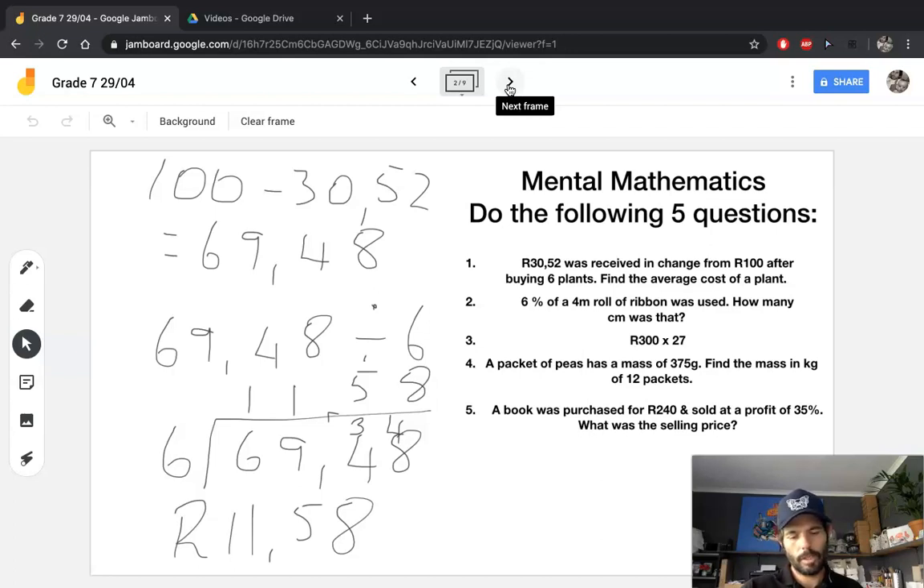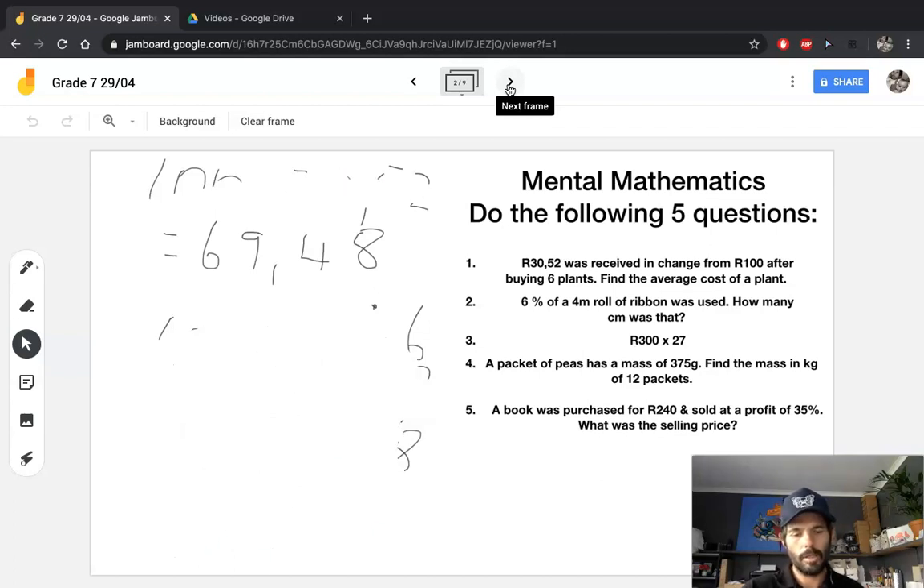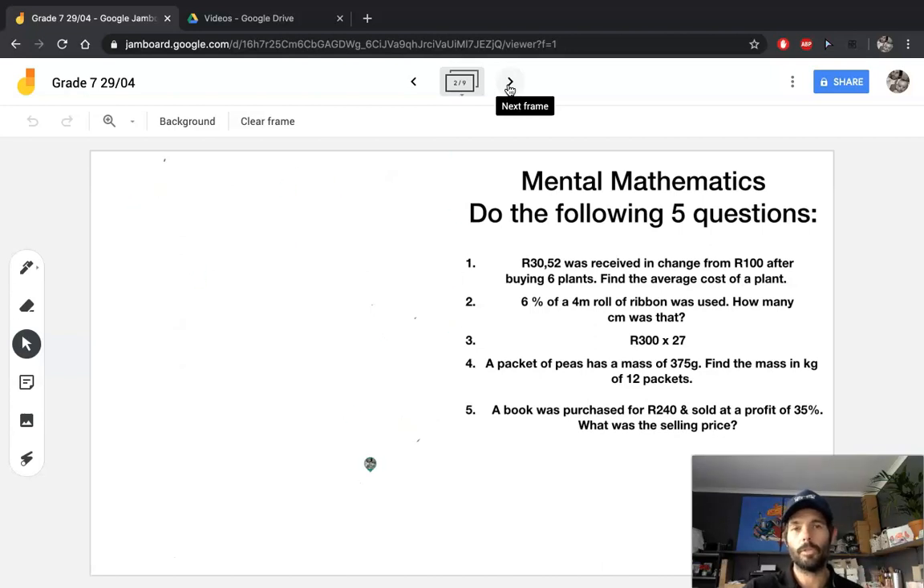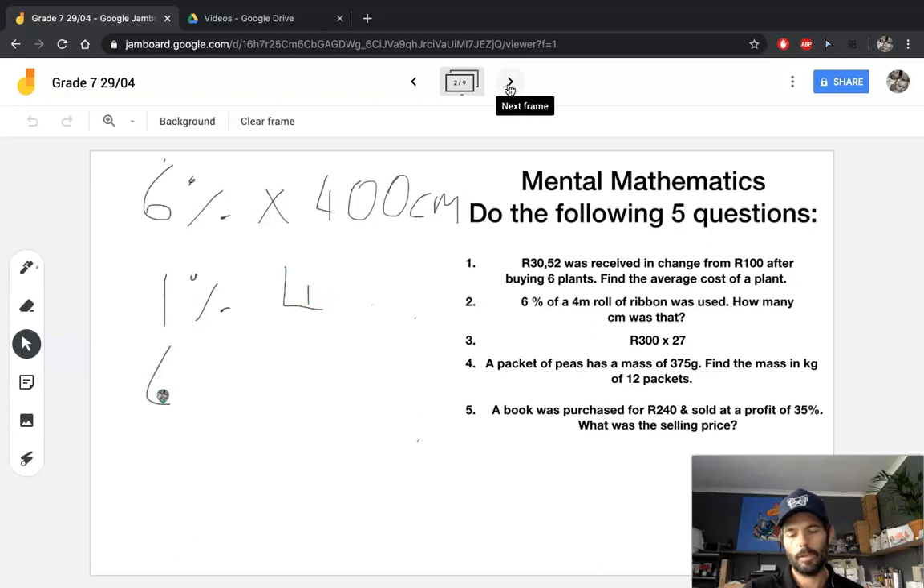Question 2, 6% of a 4-meter roll of ribbon was used. How many centimeters was that? So how many centimeters is 6% of 4 meters? You can change the 4 meters into 400 centimeters. Then to find 1%, we divide by 100, so it's 4. That means 6% will be 24, because 4 times 6 is 24.